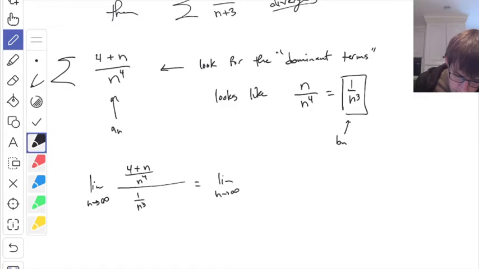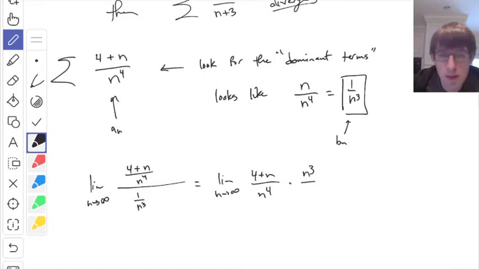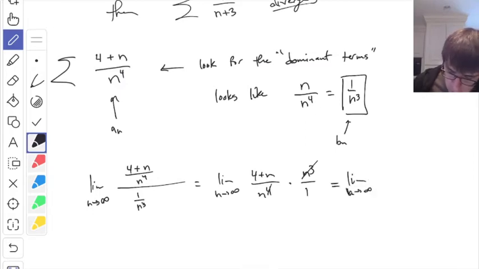Writing it as a multiplication instead, because that's just how I think about these. It's like that, right? (4 plus n) over n to the 4 times n cubed divided by 1. When I multiply these together, the n cubed on top will cancel almost all the n's on the bottom, right? There will be one n left over on the bottom. So this ends up being (4 plus n) over n, right?